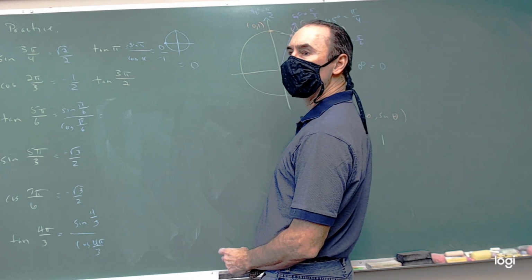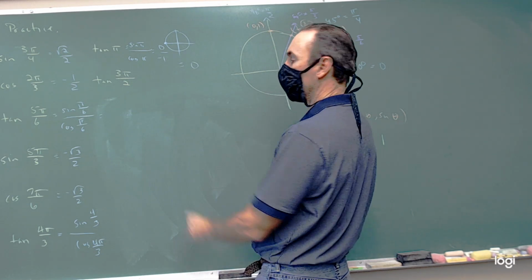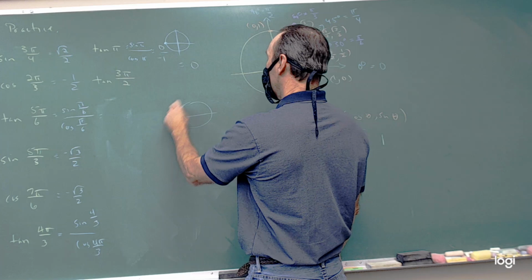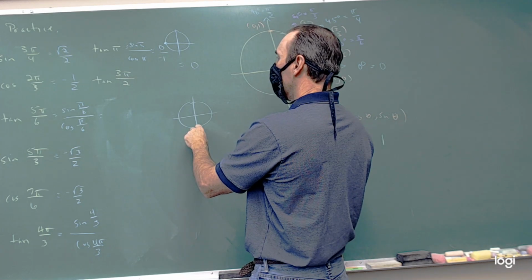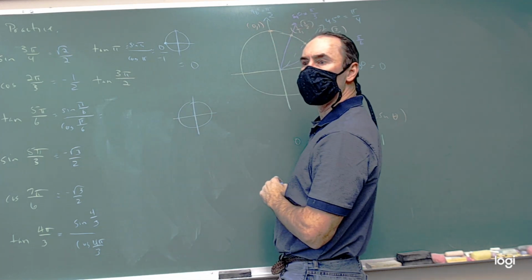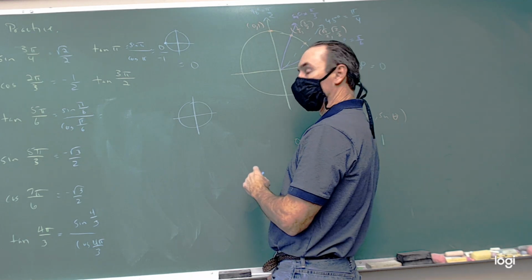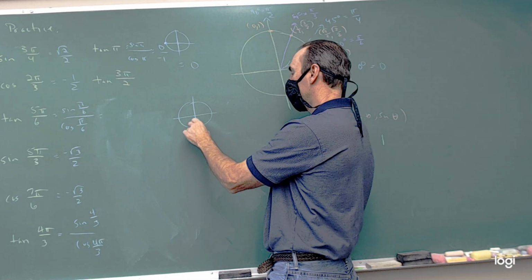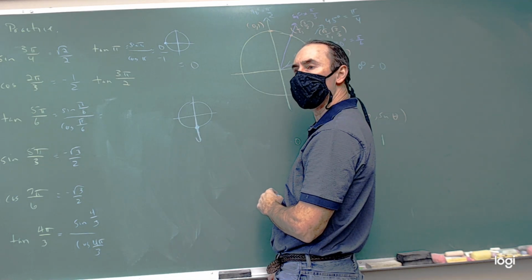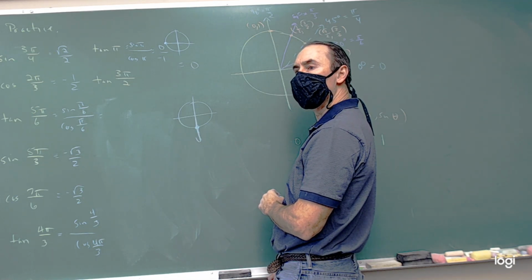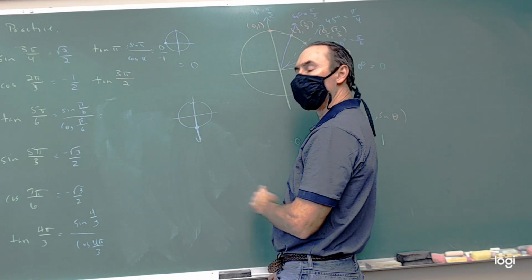So pi over 2 is 90, so then 3 of those places you on the x-axis. Or 3 pi over 2. Oh wait, sorry. So where's that going to be? The y-axis down. Down. So we're down here, which is just the same. So then the reference angle would be 0 on the y-axis.